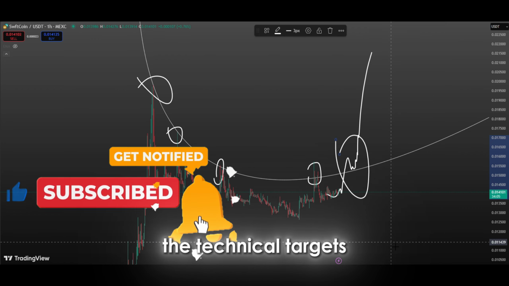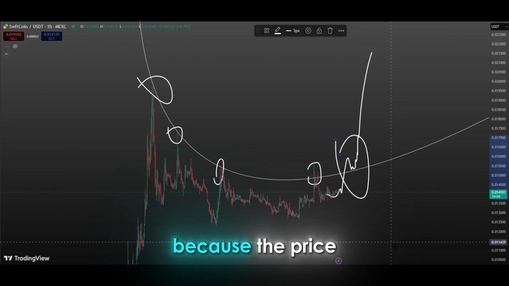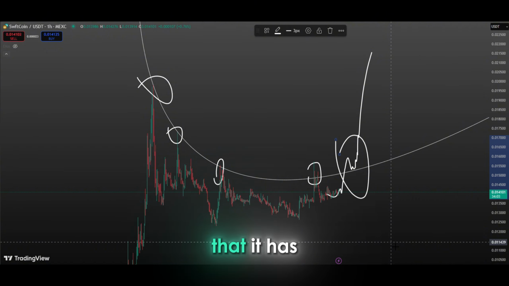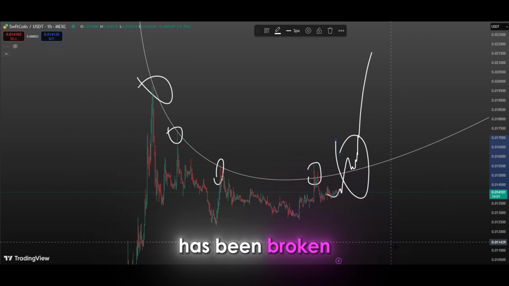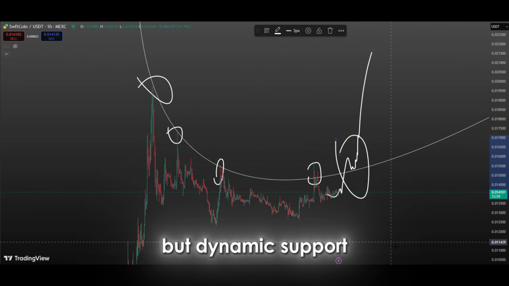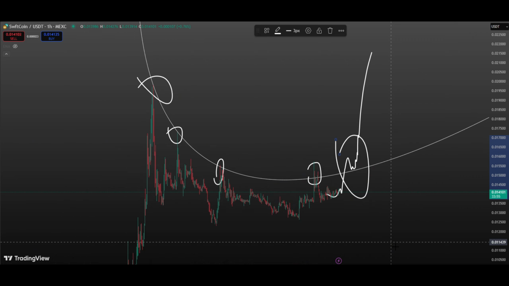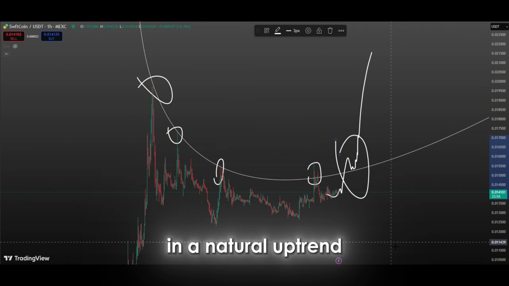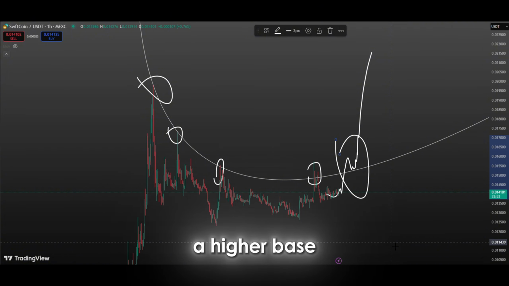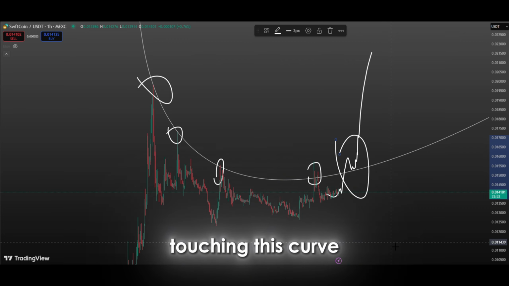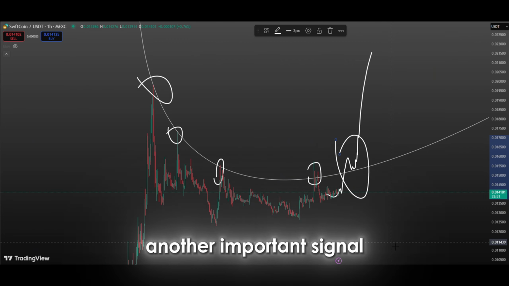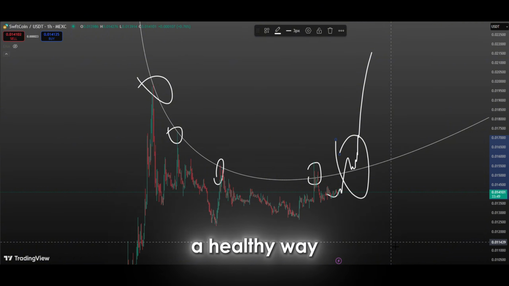In such a case, the technical targets start to expand upwards because the price is now above the curve that it has rejected many times before, and this means that a psychological barrier has been broken. Another important detail is that the structure of the curve is not static, but dynamic support. This means that as time passes, the curve moves upwards, and the price meets it at a higher level each time. This shows that the market is in a natural uptrend, with each new test coming from a higher base. In short, the price is now touching this curve by making higher lows, which is another important signal that the uptrend is proceeding in a healthy way.